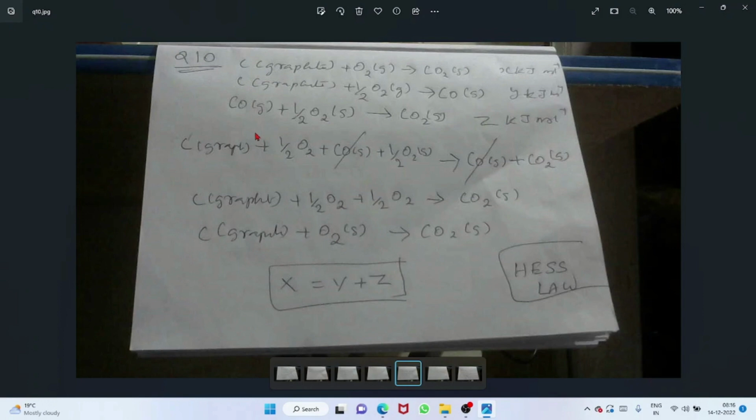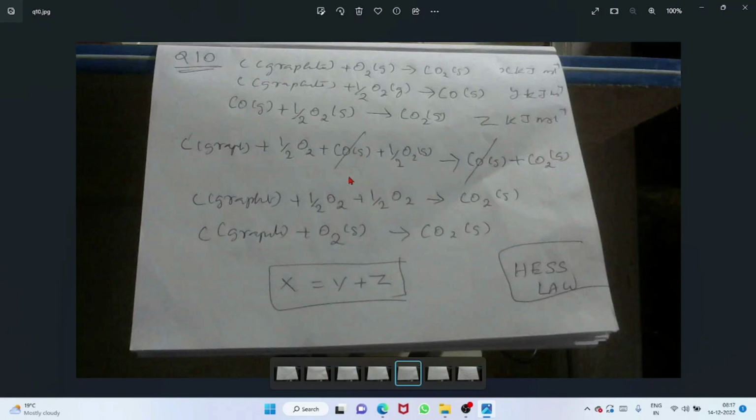Now I am adding this. So this much energy X, Y, Z is released in these reactions. Now I am adding these two equations, second and third. Now on the left side we have C graphite and half mole of oxygen. Then here CO, then half mole of oxygen. On the right side we have CO and then CO2.